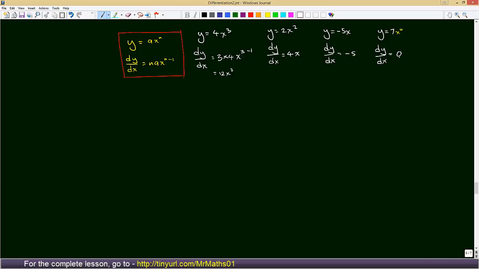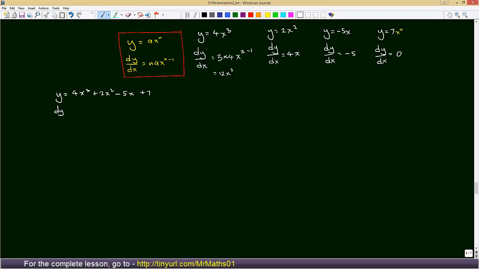Okay, these are 4 very simple problems. But what if we have all these 4 terms combined into a single polynomial? For example, let's put it this way. y equal to 4x cubed plus 2x squared minus 5x plus 7. I'm just adding all these 4 terms that we have done in the first 4 examples and putting them into one single polynomial.